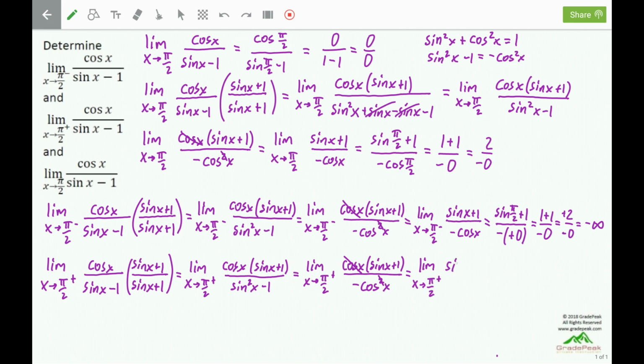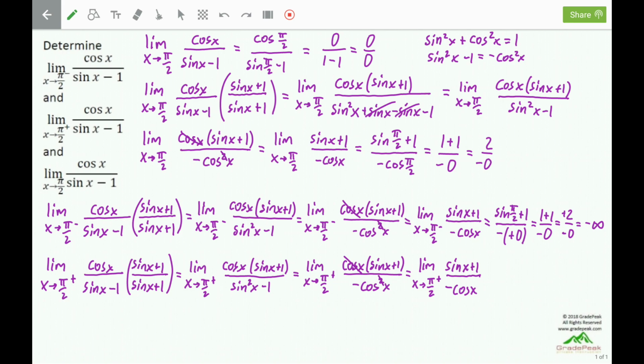What's left is sine of x plus 1 divided by a negative cosine of x. X is approaching pi over 2 from the right side here. The right side of pi over 2 is larger than pi over 2, but near it. And larger than pi over 2, but near it, we'll put it in the second quadrant on the unit circle. In the denominator, the cosine of pi over 2 is a 0, but in the second quadrant, the cosine is a negative number. So while it's approaching a 0, it's remaining negative.